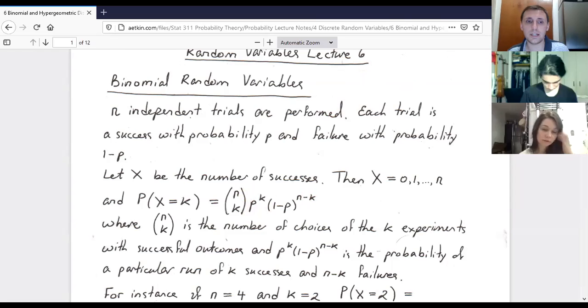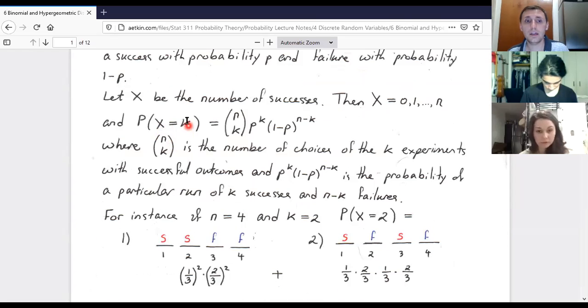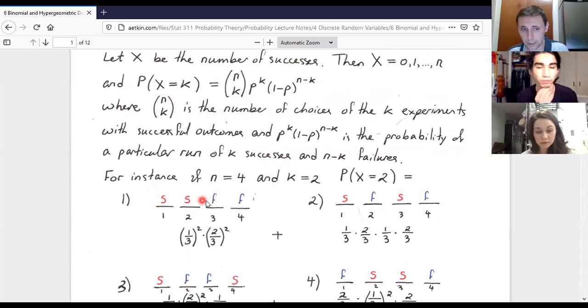All I said is again x equal to k. If I have n trials and k of them were successes, then n choose k represents the number of particular combinations of trials that produce success, and that's the probability of having a particular string of successes and failures.